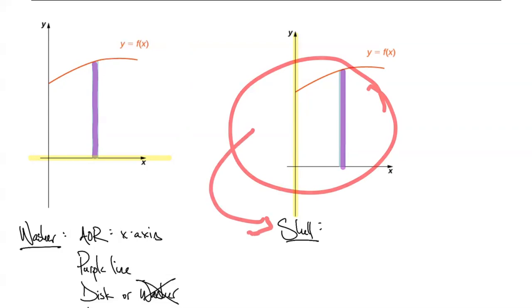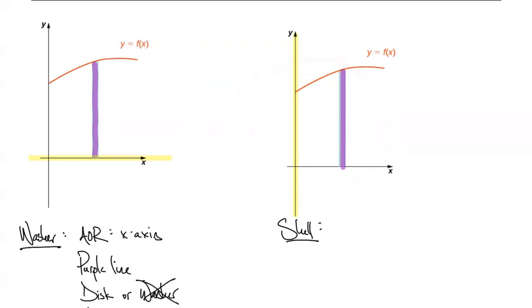That's a good question. So no, these are not going to give us the same volume because we're revolving them around different axes, okay? So they're going to give us different 3D shapes. However, it is possible that we can solve the same problem using washer and shell. Our pictures would just look different.